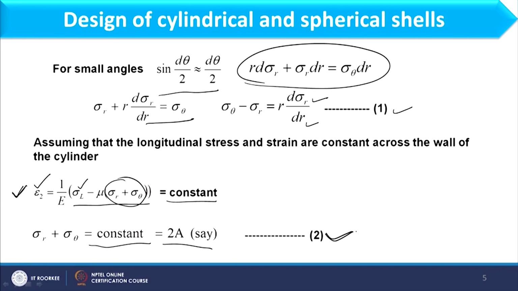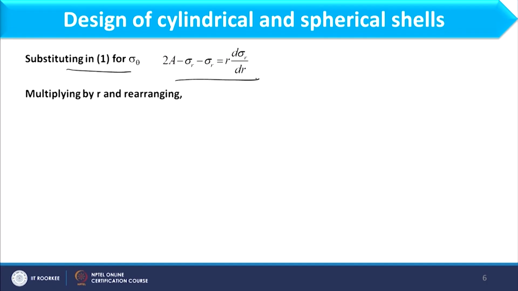So here I am having equation 1 as well as equation 2. Now substituting in equation 1 for sigma theta, we can remove one of the variables from equation 1 as well as equation 2. So we can substitute sigma theta in equation 1, and after substituting we can have an expression like this, and when we multiply both sides of this equation by r and rearrange, we can have this equation where sigma r and sigma r are added.